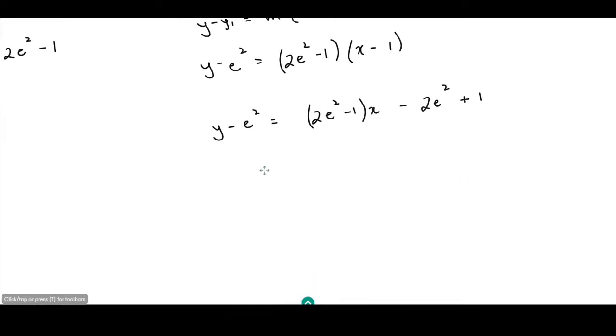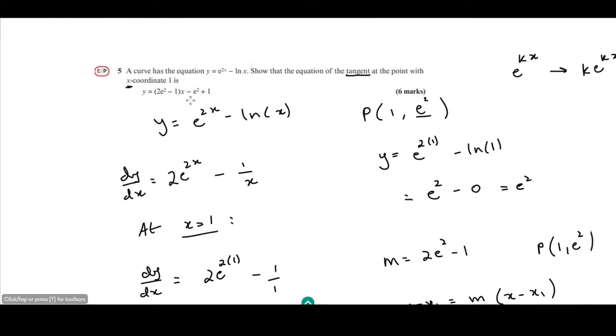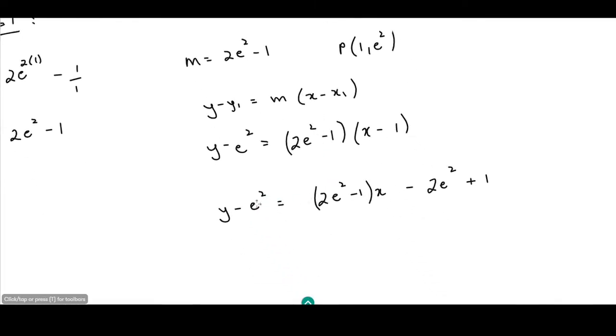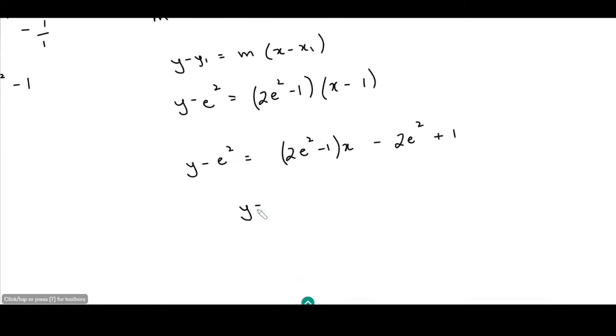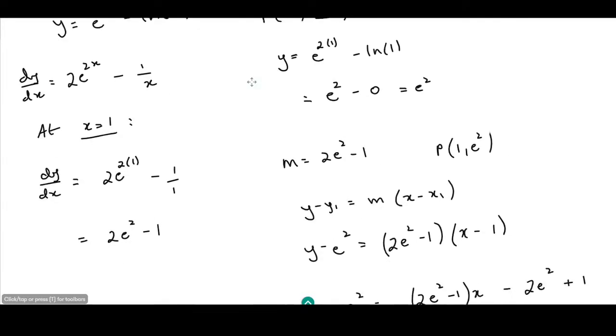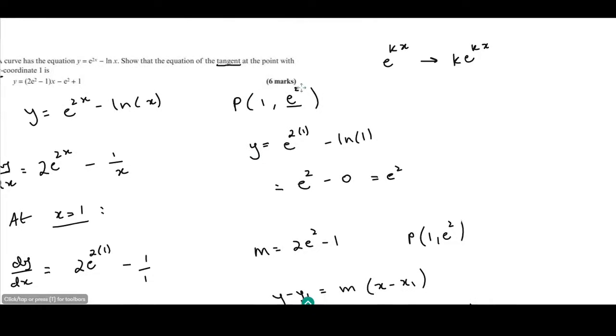Okay, so let's rearrange this a little bit. Well, we need to show that the tangent is this, and we're almost there. All we need to do is, it seemed like, add e squared to both sides. So we have y equals 2e squared minus 1 times x, and if we add e squared to both sides, we get minus e squared plus 1, and I believe that's exactly what they wanted. Yeah, so this is the equation of the tangent to the curve at the point 1, e squared.